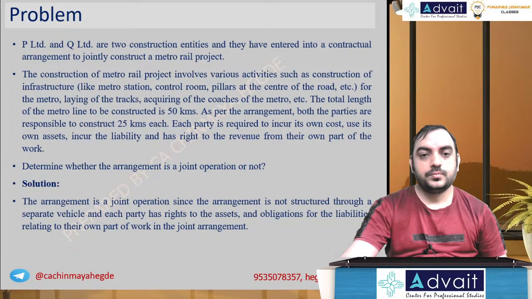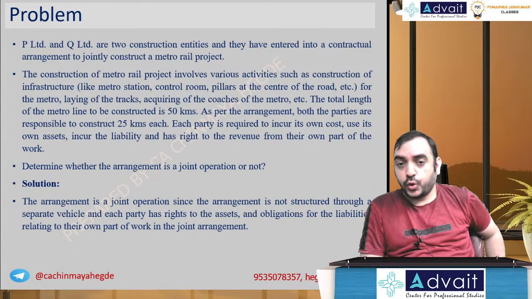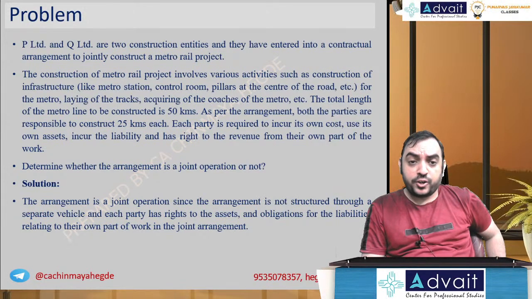The construction of a metro rail project involves various activities such as construction of infrastructure like metro stations, control room, pillars at the end of the road, laying of the tracks, acquiring of the coaches, etc. The total length of the metro line to be constructed is 50 kilometers.